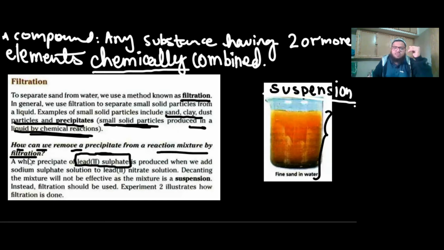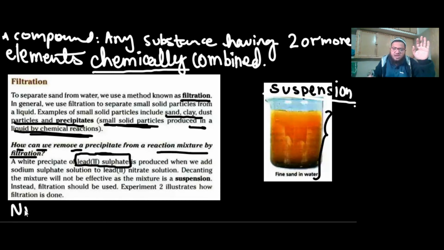Now let's read through this paragraph. A white precipitate of lead-2 sulfate, which is a compound, is produced when we add sodium sulfate. This is one reactant, one compound, to lead-2 nitrate. This is in fact a chemical reaction that is taking place over here, and as a result of these two reactants, I'll just write down their formulas over here. I'll tell you how to write down the formulas later on in the upcoming videos in different chapters, but for now just believe me that these are correct.